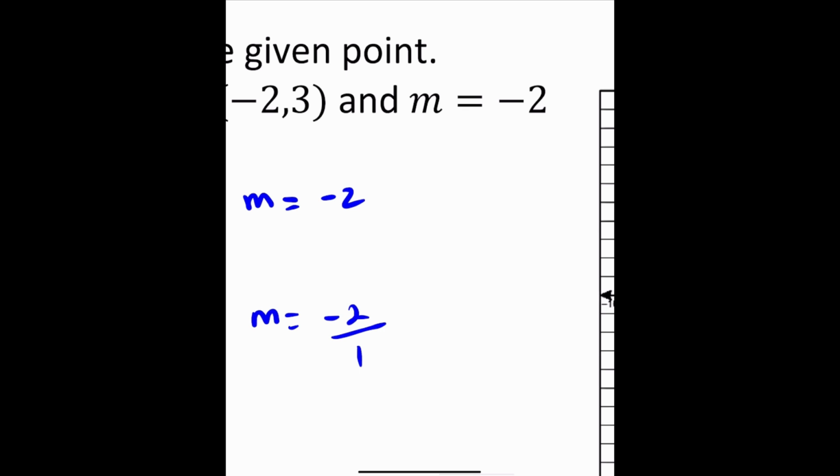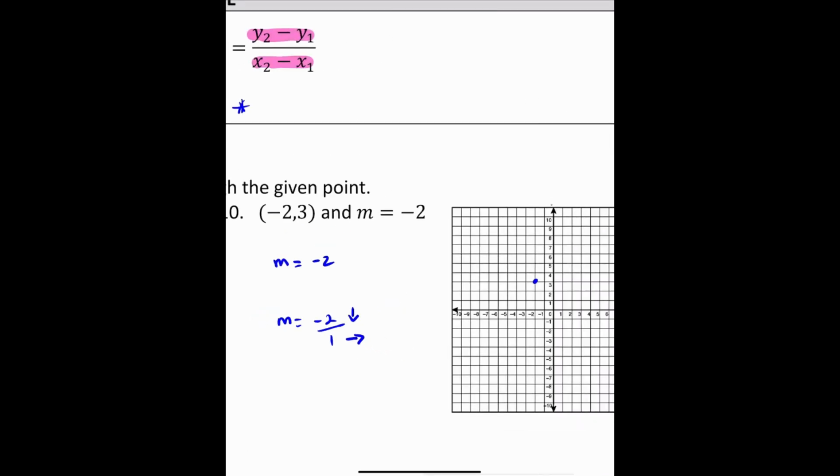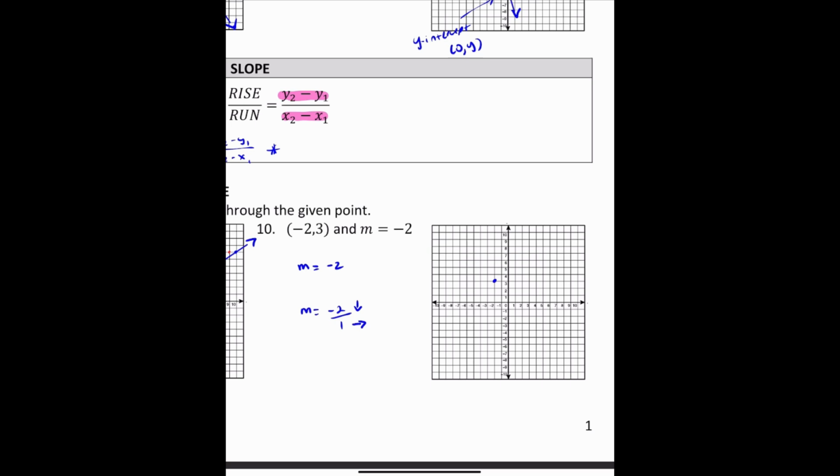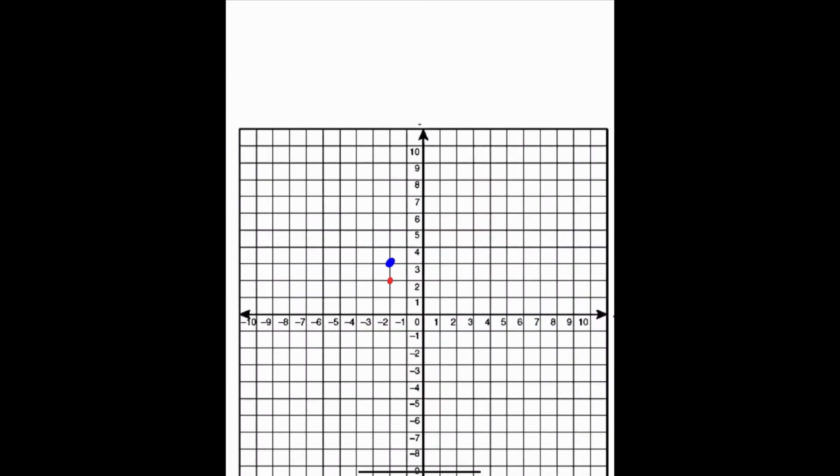So let's go ahead and figure out the rise over run. I have negative 2 in the numerator. That implies that I'm going down. So I'm going down 2. And then I'm going to go right 1. So using that point, I'm going to go down 2, right 1.